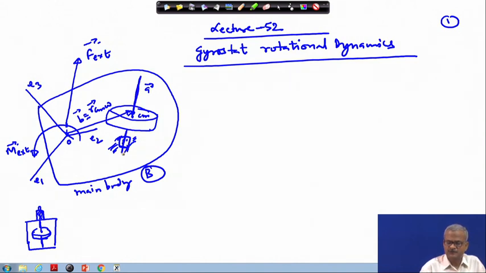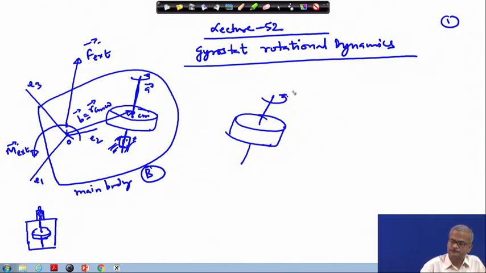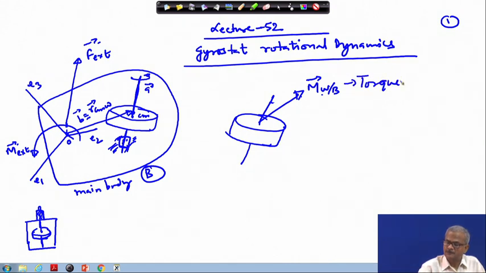So, as this rotates, there will be a torque applied on this. So, on this wheel we will have a torque applied, which will be in some arbitrary direction. Let us show this in some arbitrary direction. So, we will show it by a vector M_wb, meaning this is the torque on the wheel due to the body.